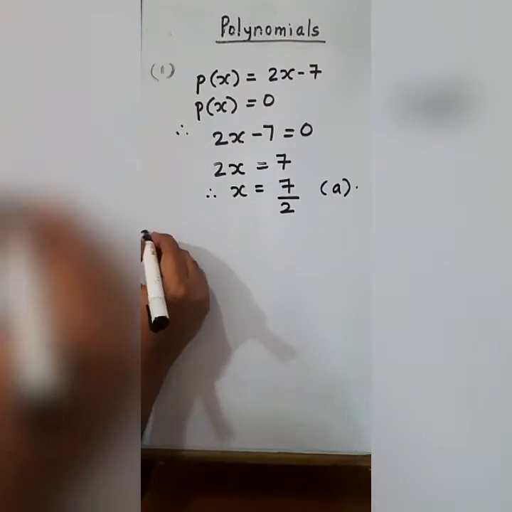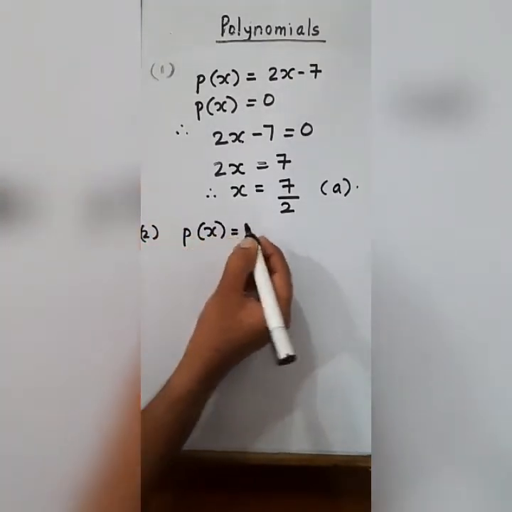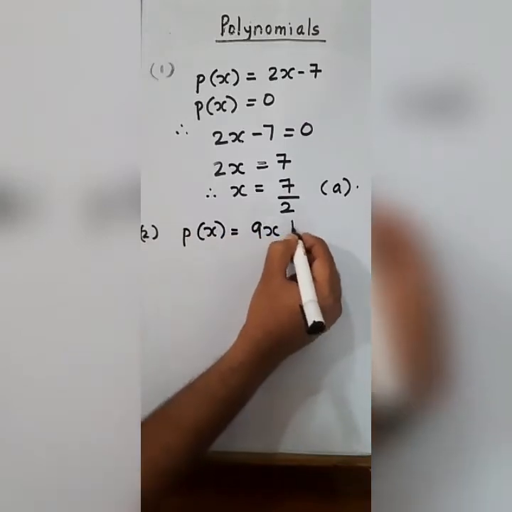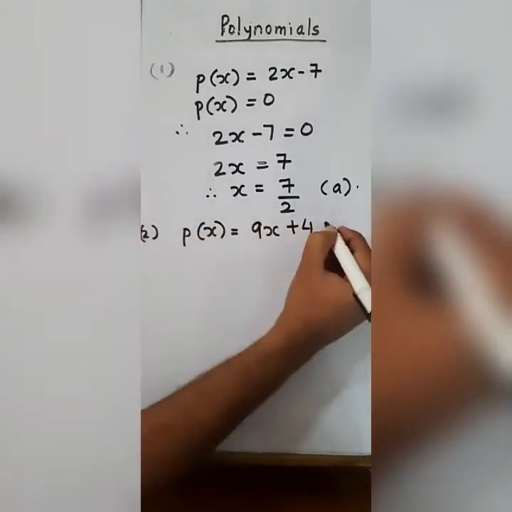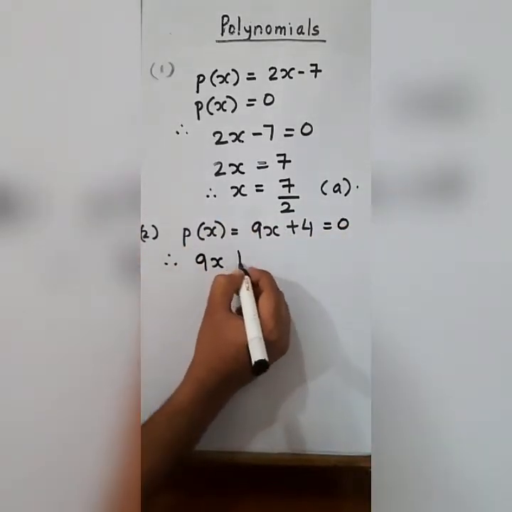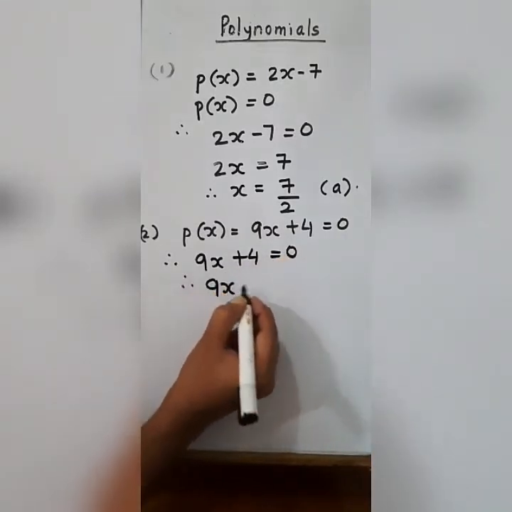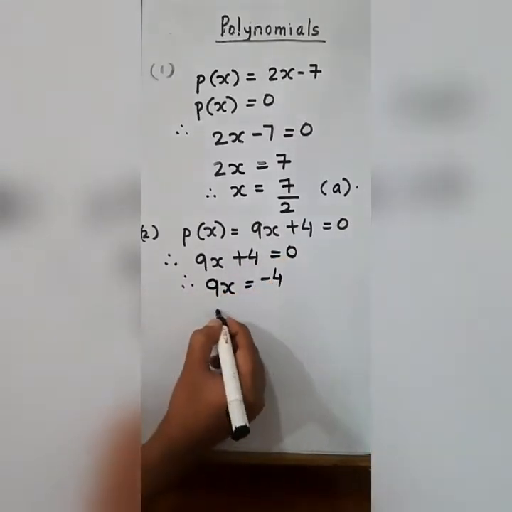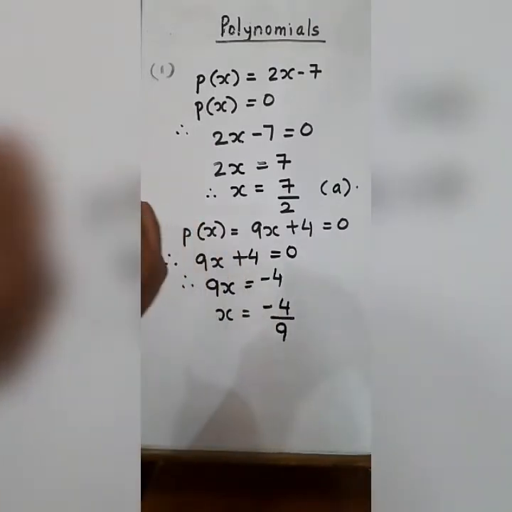Second question. Find the zero of the polynomial p of x is equal to 9x plus 4. So what we will do? We will equate p of x equal to 0. That means 9x plus 4. Therefore 9x plus 4 is equal to 0. So therefore 9x is equal to minus 4, or x is equal to minus 4 upon 9.